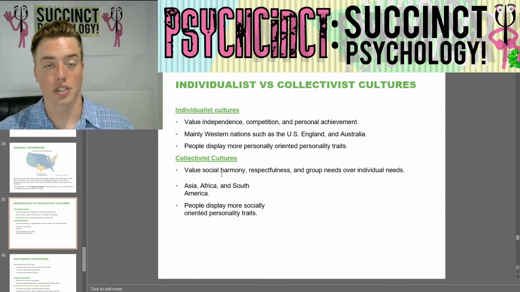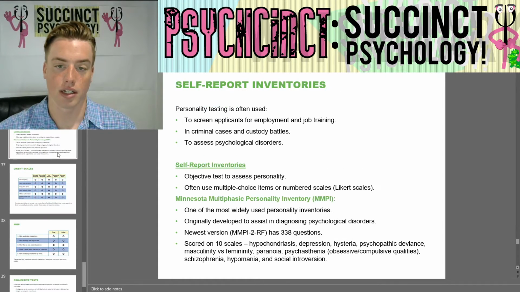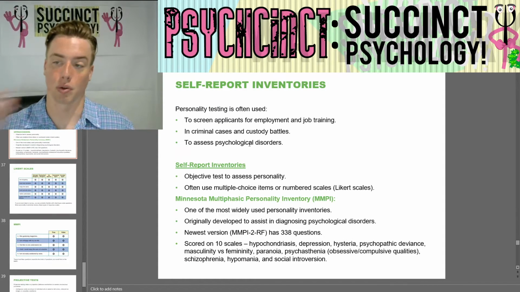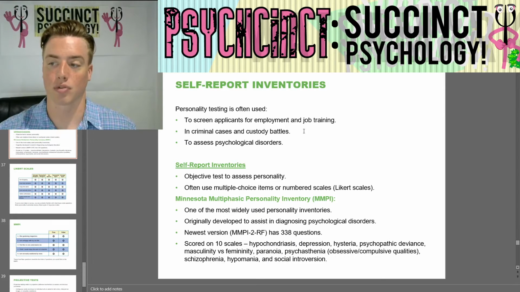Then we have collectivist cultures, where they value social harmony, respectfulness, and group needs over their own individual needs. This includes areas that have collectivist cultures include Asia, Africa, and South America, and people display more socially oriented personality traits. Next, we have self-report inventories. So personality testing is often used to screen applicants for employment and job training, in criminal cases and custody battles, and to assess psychological disorders.